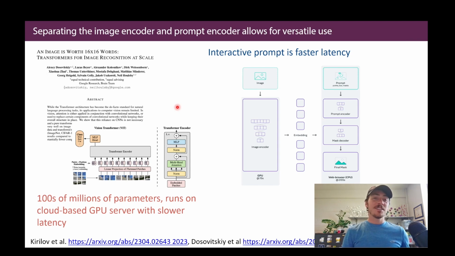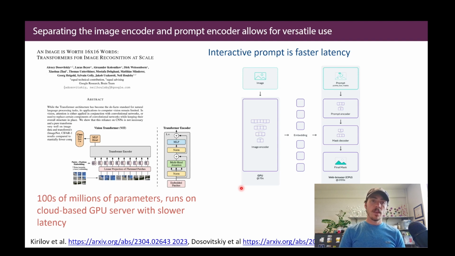The problem is that some of these are huge, right? So this one, it says, an image is worth 16 times 16 words, transformers for image recognition at scale. And if you dive into that paper, you see that they have hundreds of millions of parameters in their model. And so this runs on a cloud-based GPU server. And so that's going to have slower latency, okay? It's not crazy slow, but 0.15 seconds is a little bit slow. So the idea is that's going to happen on the cloud because that would be way too slow to happen via the browser. Okay, so you're going to upload your image, and that will go through the cloud to get embedded.